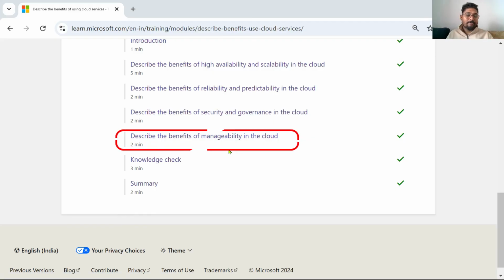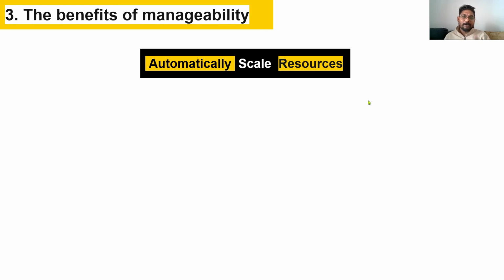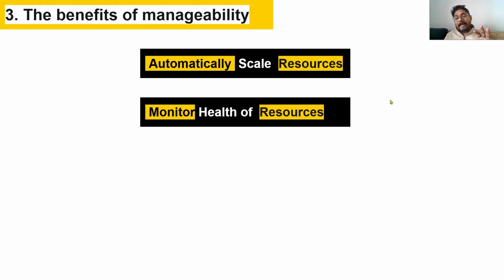Now our last topic in this video is to describe the benefits of manageability in the cloud. There are many benefits of going to the cloud. For example, I would like to automatically scale the resources. I don't have to manage manually. I would like to automatically add more resources, more CPUs, more RAM if the demand goes up, for example. That can be done.